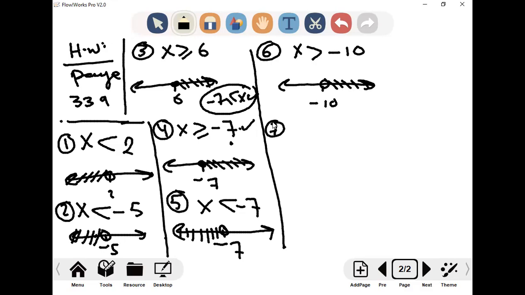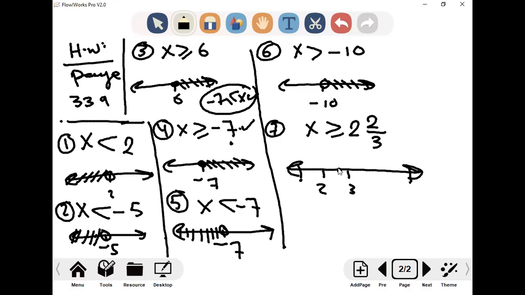Question 7, x more than or equal 2 and 2 over 3. So let's talk about this answer. 2 and 2 over 3, it is between 2 and 3, right? 2 over 3 estimated to 0.7, okay? Now, 2 and a half is at the middle between 2 and 3, right? But 2.7 or 2.6 will be more close to what? To 3. So here you estimate the position of 2 and 2 over 3. If this is 2 and this is 3, the 2 and 2 over 3 is somewhere here, not at the middle, closer to 3. And the closed circle, and we go to the right.